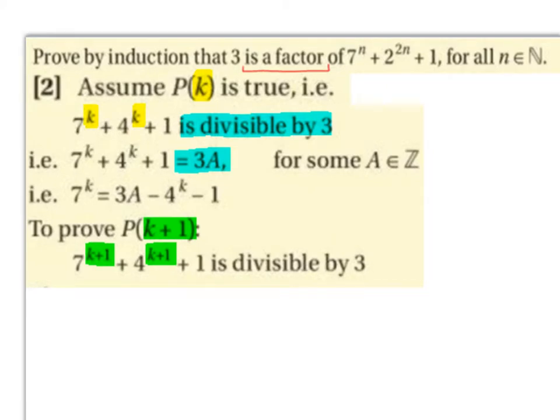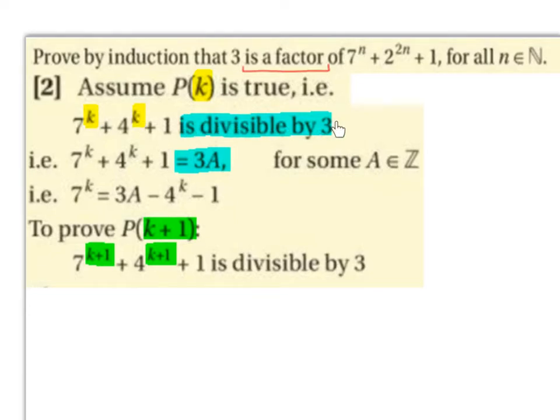Step 2. Assume P(k) is true, that is, 7 to the power of k plus 4 to the power of k plus 1 is divisible by 3. So we basically just swapped each of these n's for k.